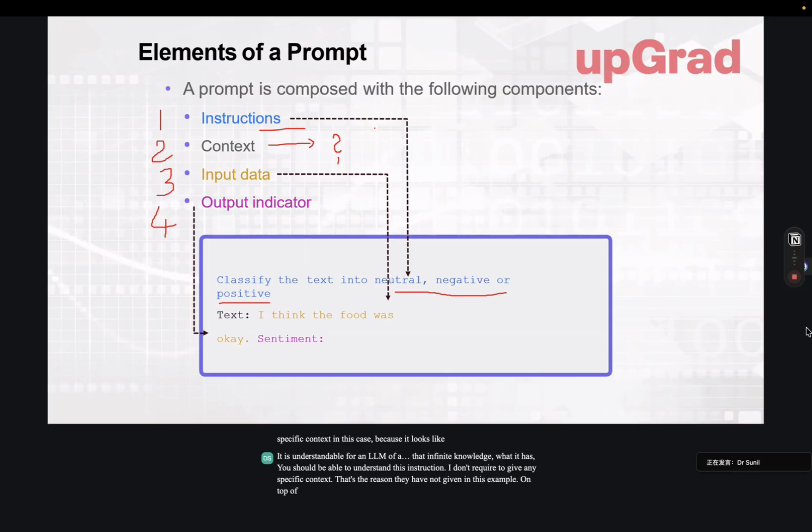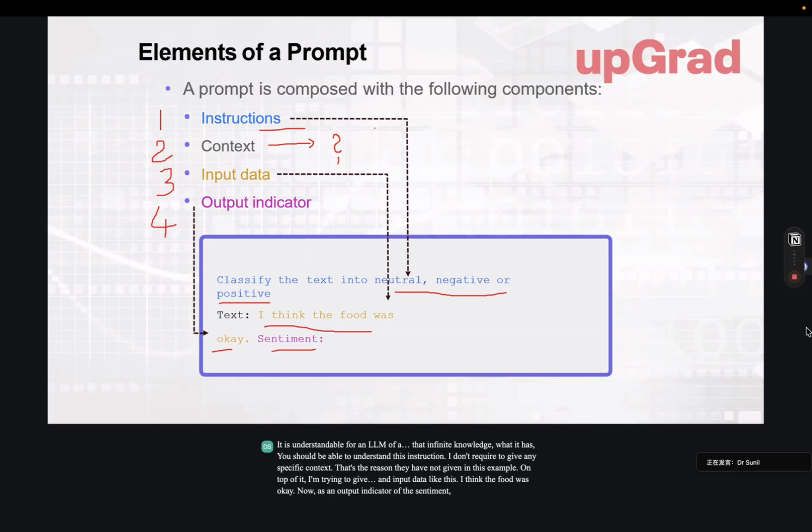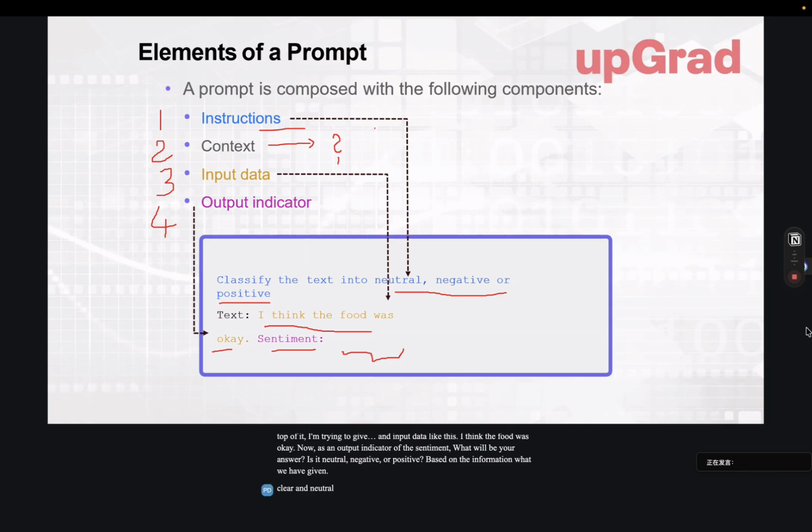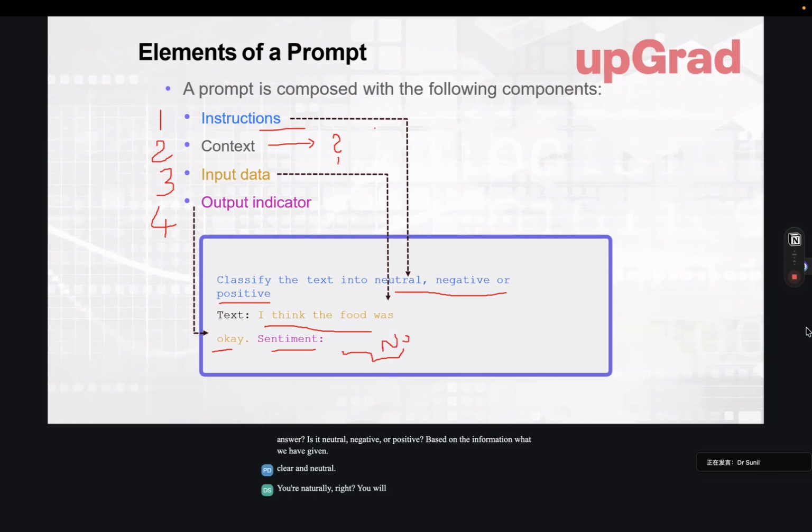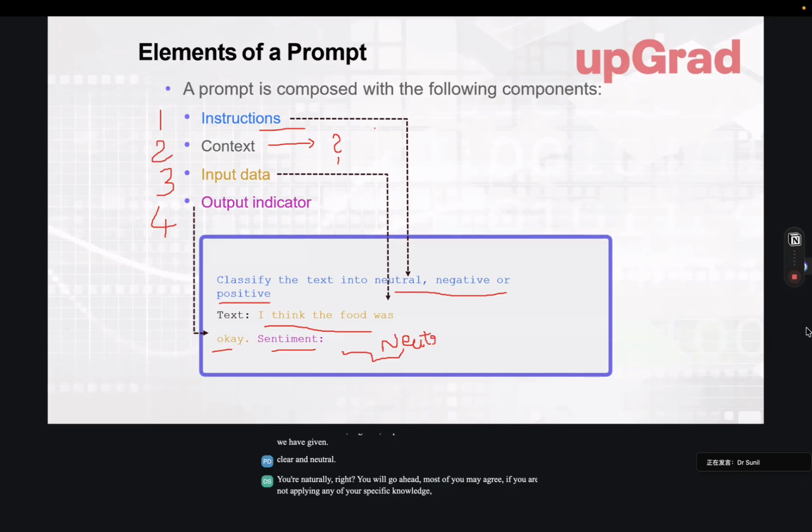On top of it, I'm trying to give input data like this: I think the food was okay. Now, as an output indicator, the sentiment, what will be your answer? Is it neutral, negative, or positive, based on the information we have given? Neutral. Naturally, right? Most of you may agree. If you are not applying any of your specific knowledge, just based on the instructions, it is neutral, right?